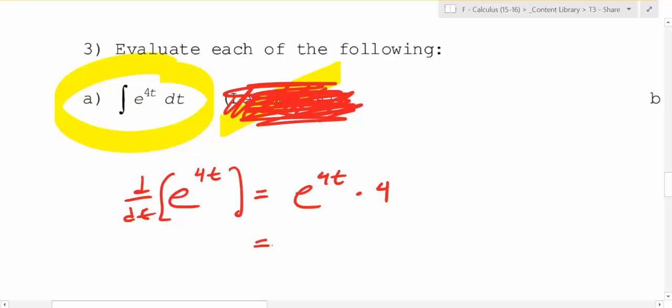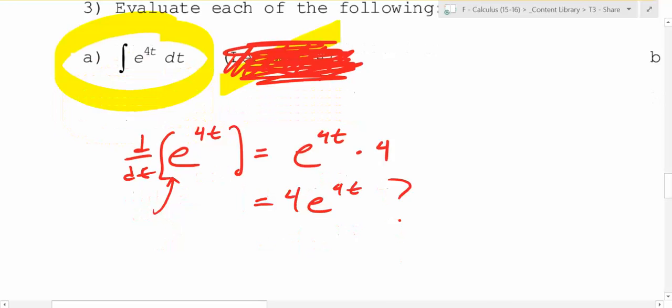So is that exactly what we want it to be? It is not, because do you see a 4 in front of that thing? No. So if that 4 is in front of that thing, but we don't want it to be there, what coefficient could we add to the beginning to get rid of that 4? 1/4. So let's try this.